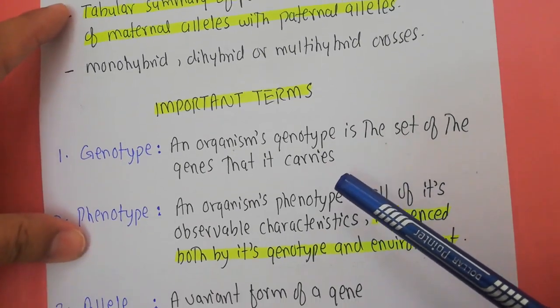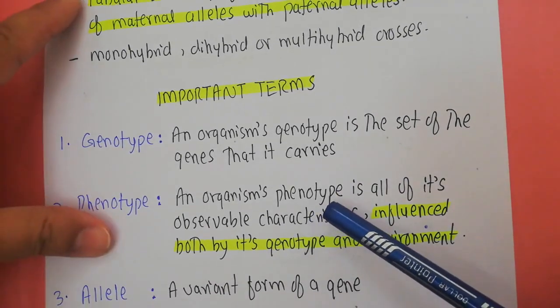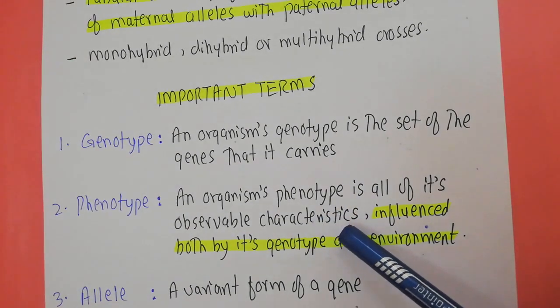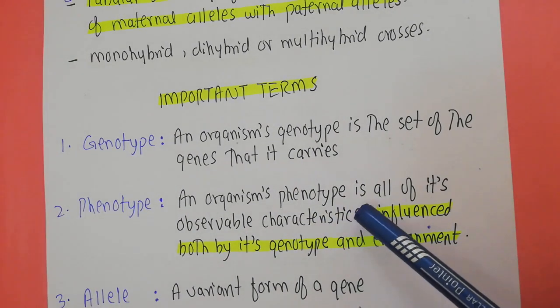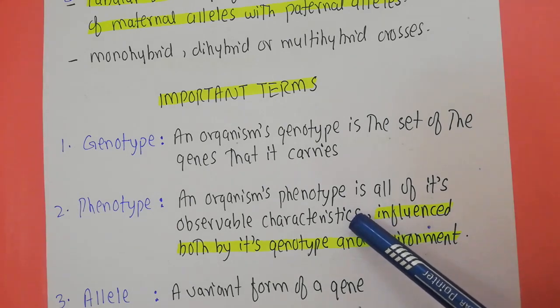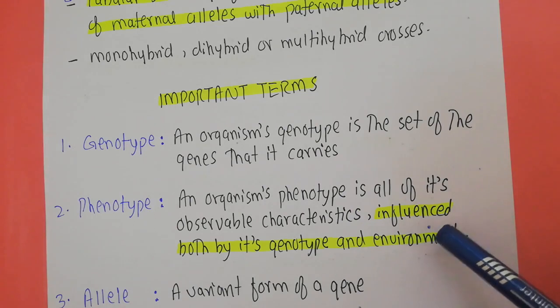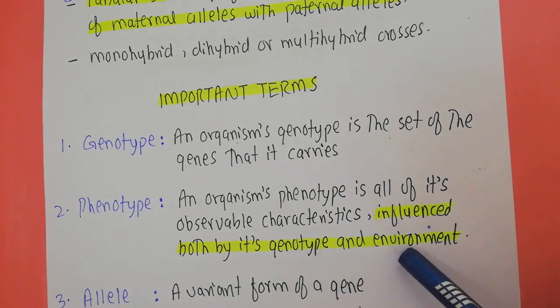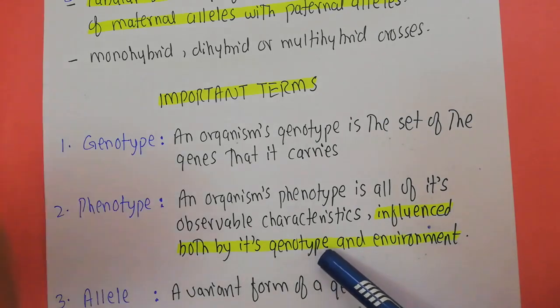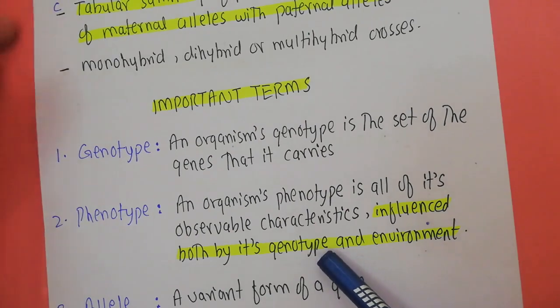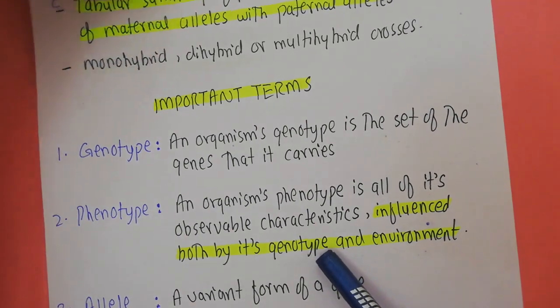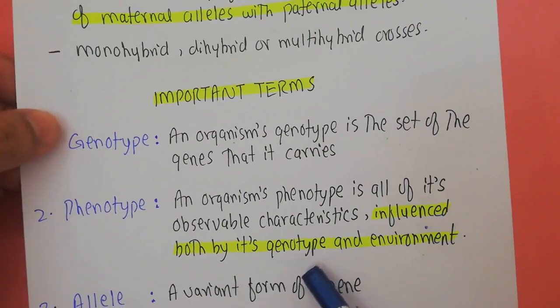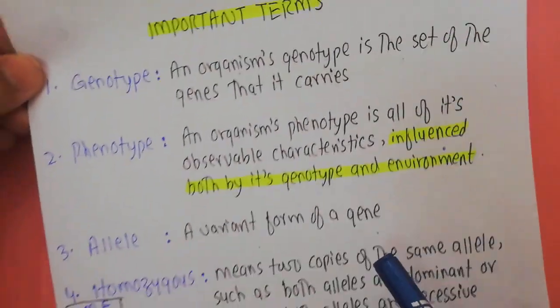The phenotype of an organism is all of its observable characteristics. That means you can actually see them, the physical appearance of a particular organism, and this phenotype is influenced both by the genotype and the environment. So when you talk about the Punnett Square, you are focusing on the genotypes, but the phenotype, the physical appearance of an organism, is influenced both by the genotype and the environment.